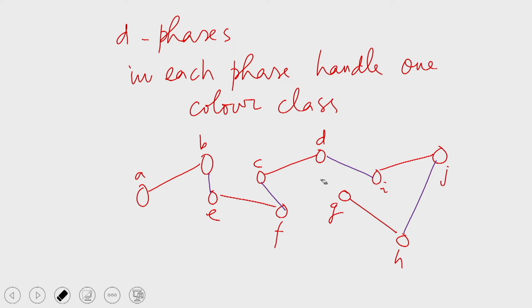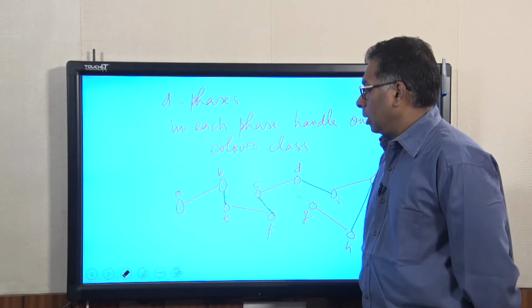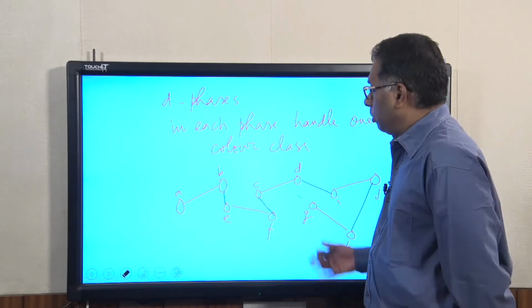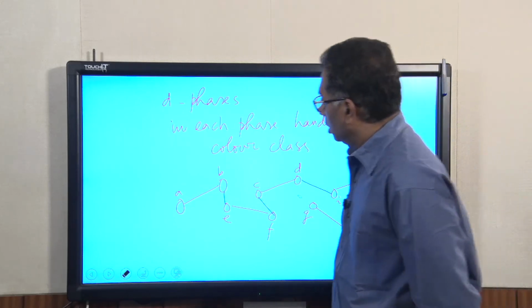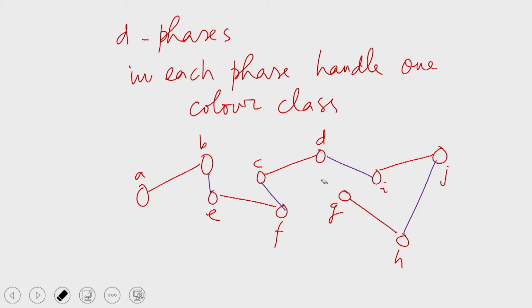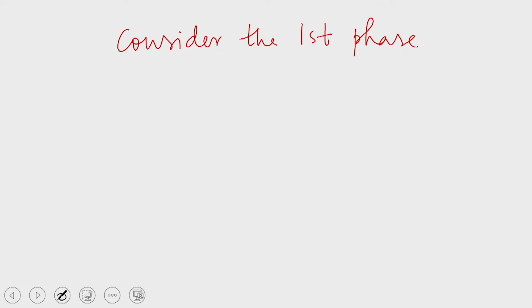So in this manner, we will consider all the color classes. Once all the color classes are considered, we would have considered all the edges. So all the messages that are destined to be delivered by every single edge would be delivered at the end of the simulation. So we have D phases to the simulation. So now let us consider any single phase. In particular, consider the first phase, in which we consider color class 1.